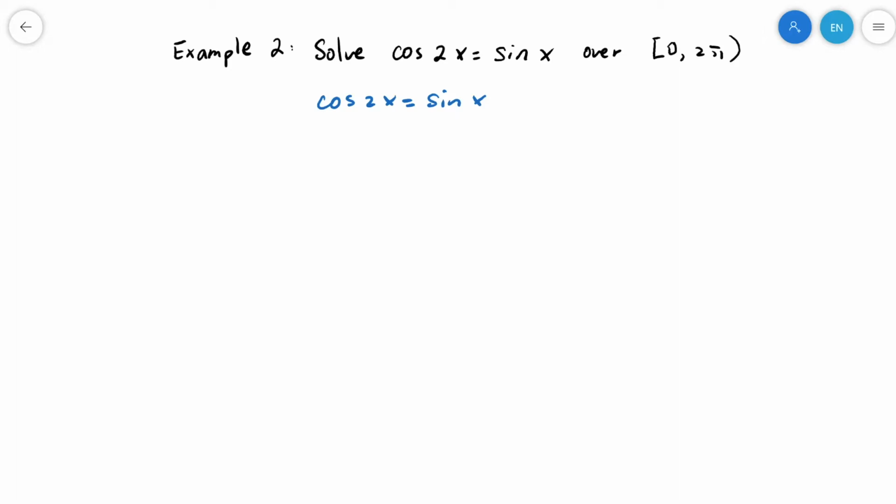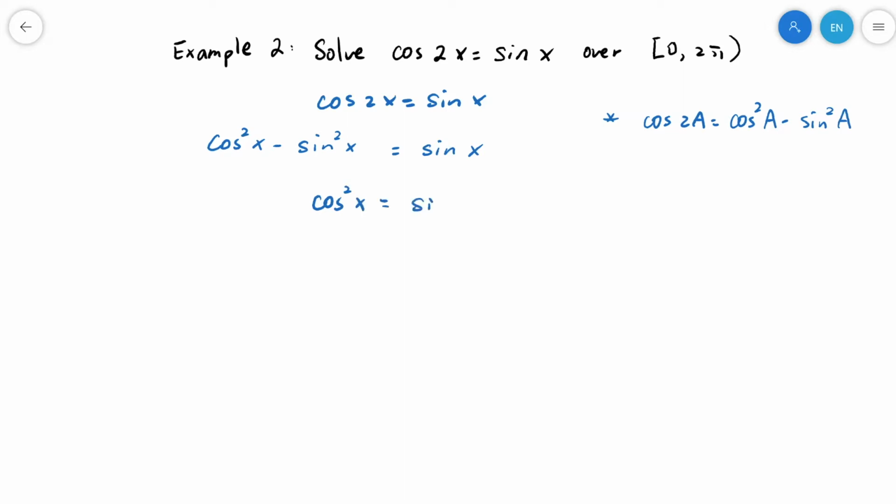So I'm going to use the double angle formula where cosine of 2a equals cosine squared of a minus sine squared of a. So I'm going to replace cosine of 2x with cosine squared of x minus sine squared of x equals sine of x. Now I'm going to change the equation a little bit. I'm going to have cosine squared x equals sine squared x plus sine of x.